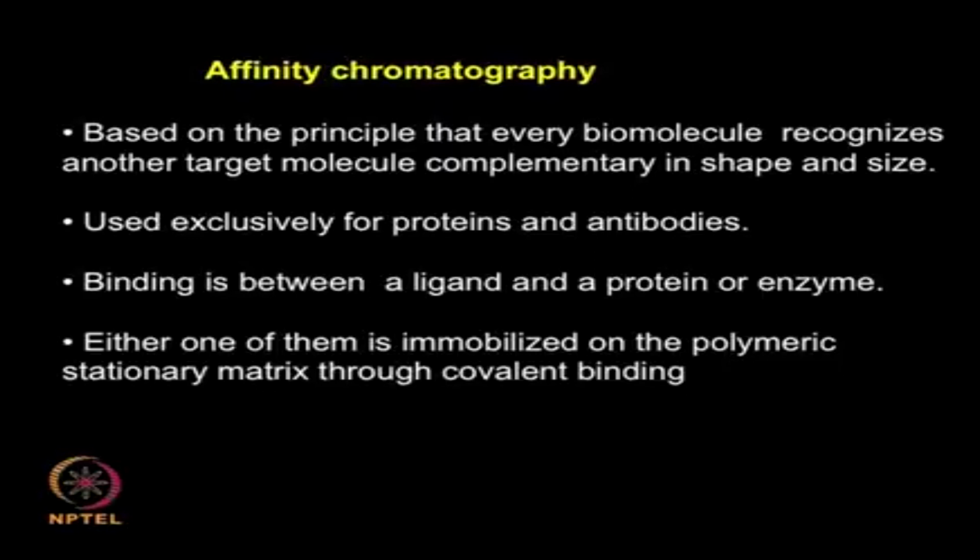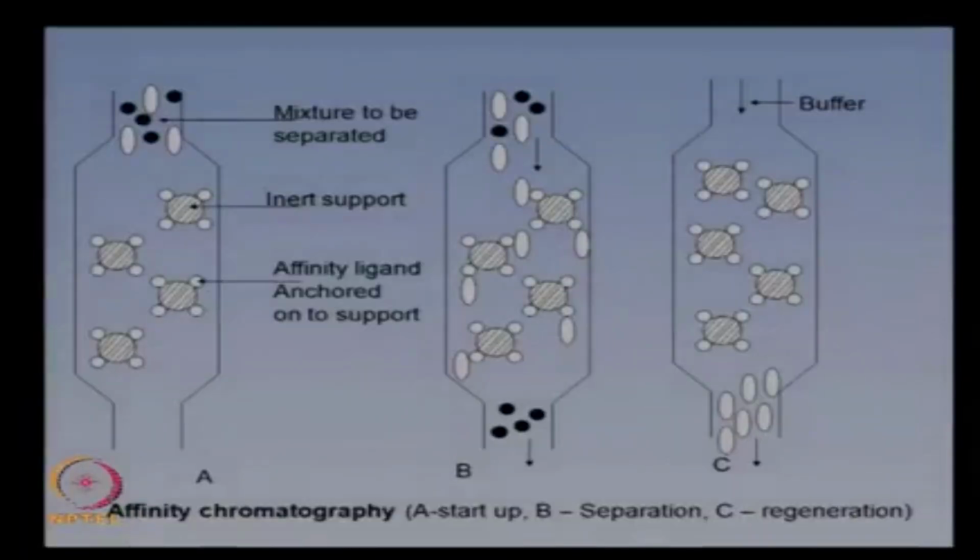So we can either immobilize the protein and a mixture of ligands could be passed, or we could immobilize the ligands and a mixture of proteins could be passed. Okay, so the immobilization happens on a polymeric stationary matrix through covalent bonding. That is what we do actually. Okay, so how does it work?